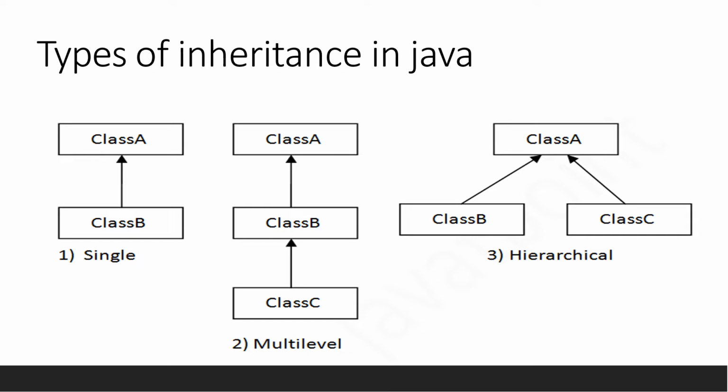The first one is single inheritance, the second one is multi-level inheritance, and the third one is hierarchical inheritance. So what is single inheritance? Single inheritance means when one class inherits a parent class, that is, one child class inherits one parent class, that is called single inheritance.